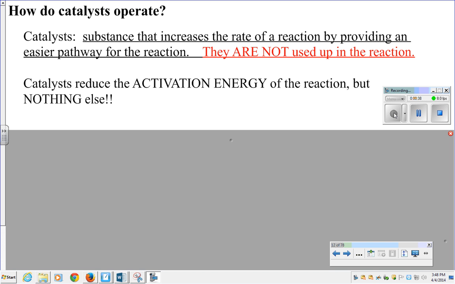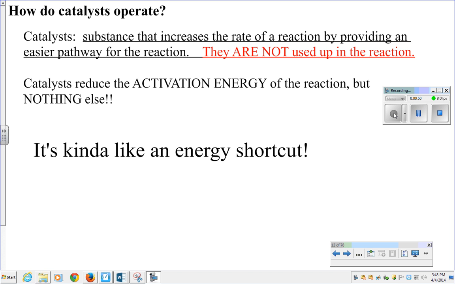When a catalyst is used, it's going to reduce the activation energy, or the energy of the activated complex, but nothing else. It will not affect the energy of the products, it will not affect the energy of the reactants, and it will not affect the delta H. It's basically an energy shortcut.